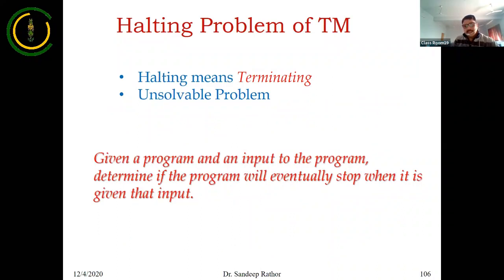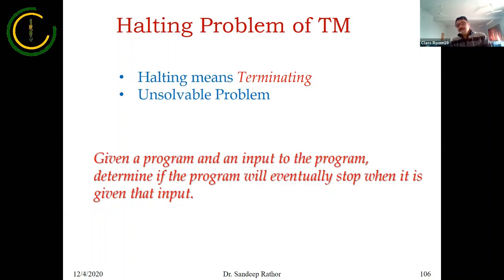Now, today I am going to discuss the halting problem of Turing machine. Halting means, as we already know, terminating. After executing the string, our machine will halt, meaning the machine will terminate. This is the simple meaning of halting. Another point is that the halting problem is an unsolvable problem or undecidable problem. Both are the same thing.